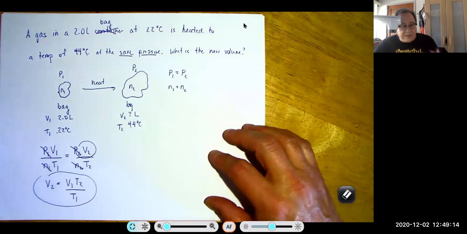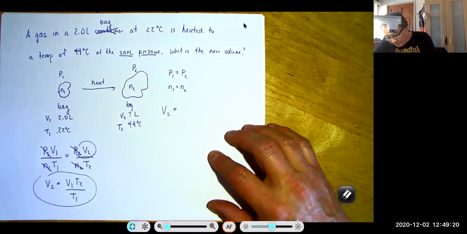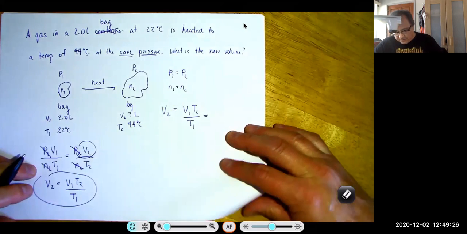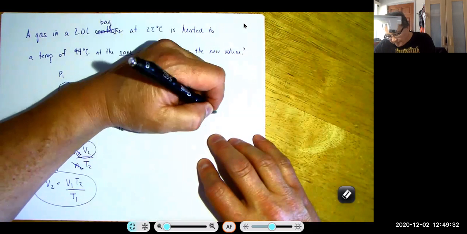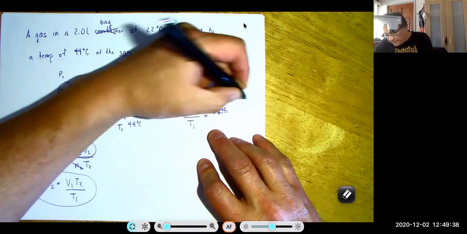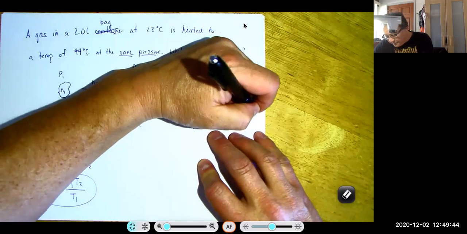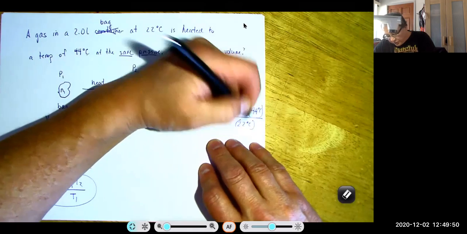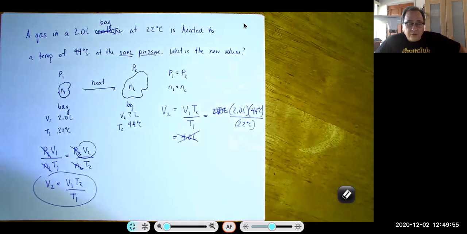And let me show you where people make mistakes. So what I'm about to show you here is wrong. So this would be wrong. V1 is 2.0 liters. T2 is 44. And T1 is 22 degrees Celsius. So we get V2 is equal to 4.0 liters, and that's wrong. Who would like to tell me why that's wrong?